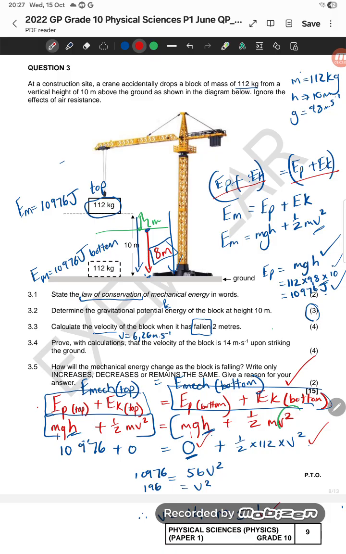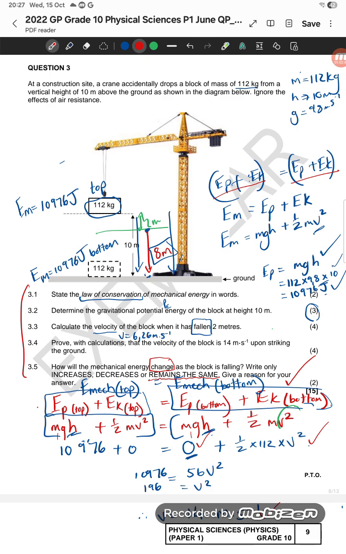How will the mechanical energy change? Is there air resistance? Is there something more in the system? Or is it still an isolated system? As the block is falling, only increase or decrease, it remains the same. Well, duh, it remains the same. We just said that 100 times. It remains the same. Why does it remain the same? Because that's the law of conservation.